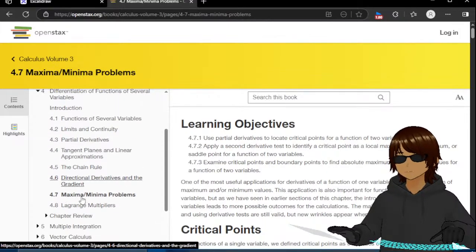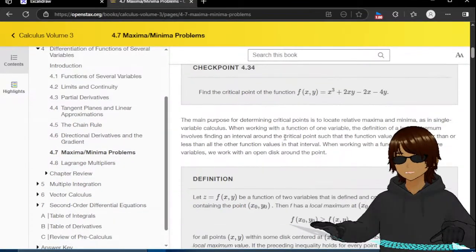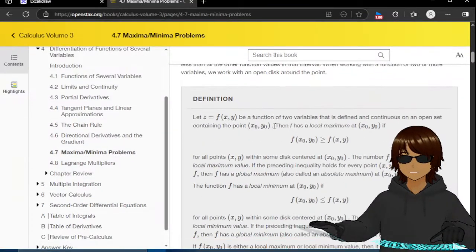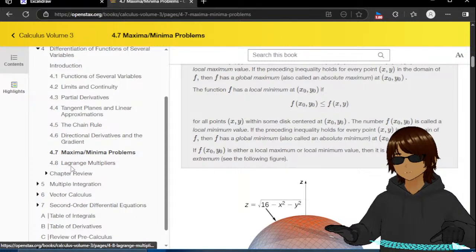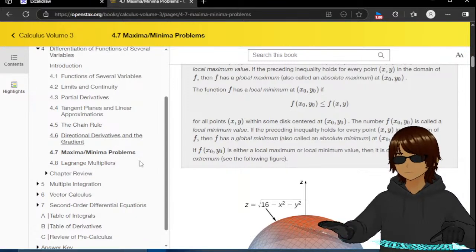Last chapter I was learning about maxima and minima. I'm just going to skim read this quickly and then I will read the last chapter.